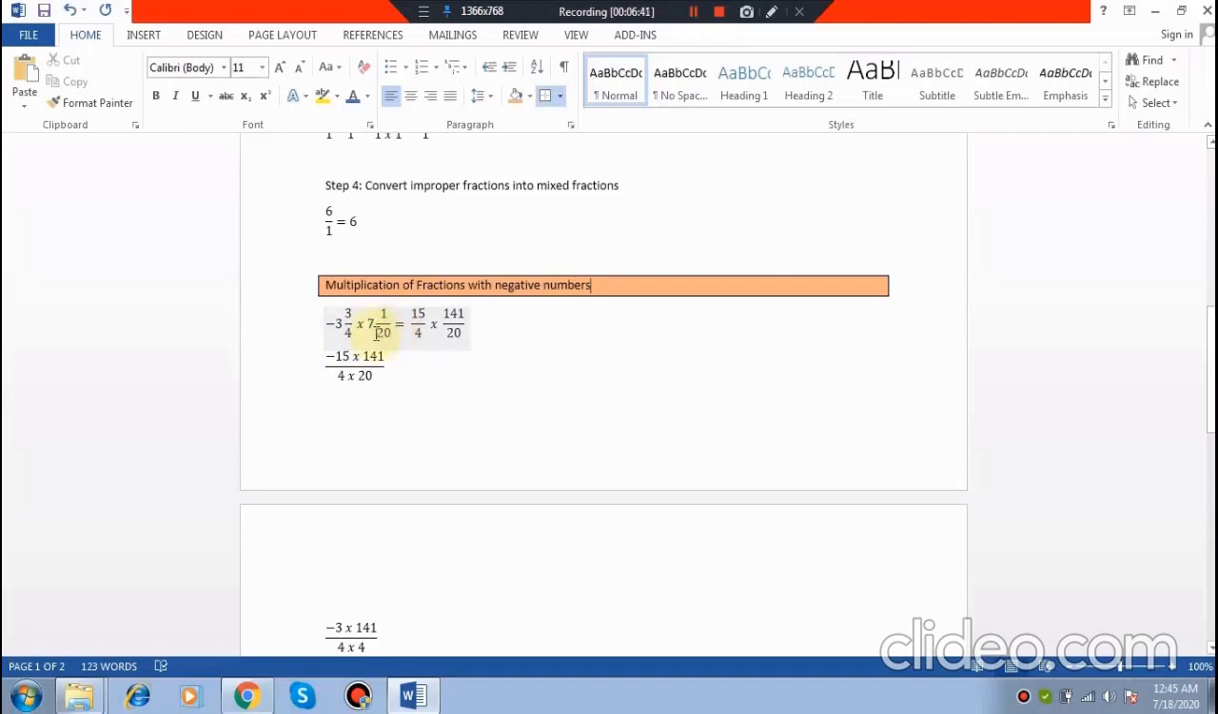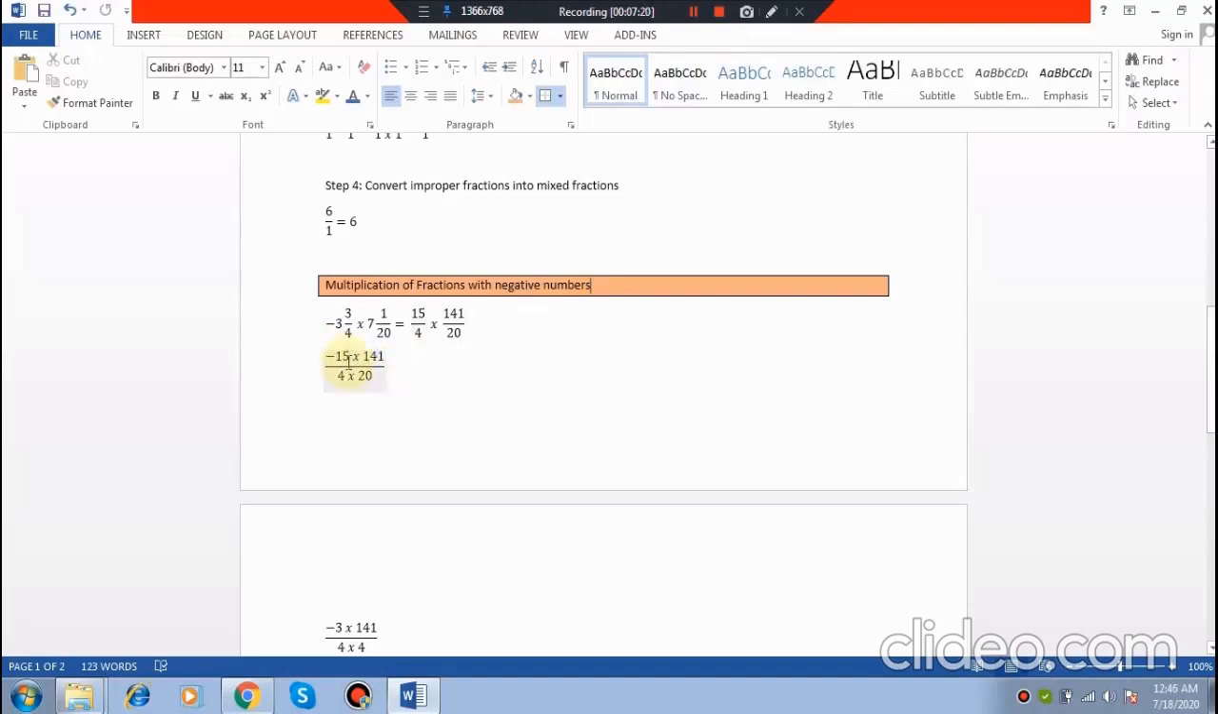The first step, again, we need to convert this into what? We need to convert this into improper fractions, right? So we're converting 3 times 4, gives you what? Gives you 12 plus 3. That's 15 over 4. Multiplied by 20 times 7, that's 140 plus 1, that's 141 over 20. So again, that converts to minus 15 times 141 over 4 times 20, but we can simplify this, right?